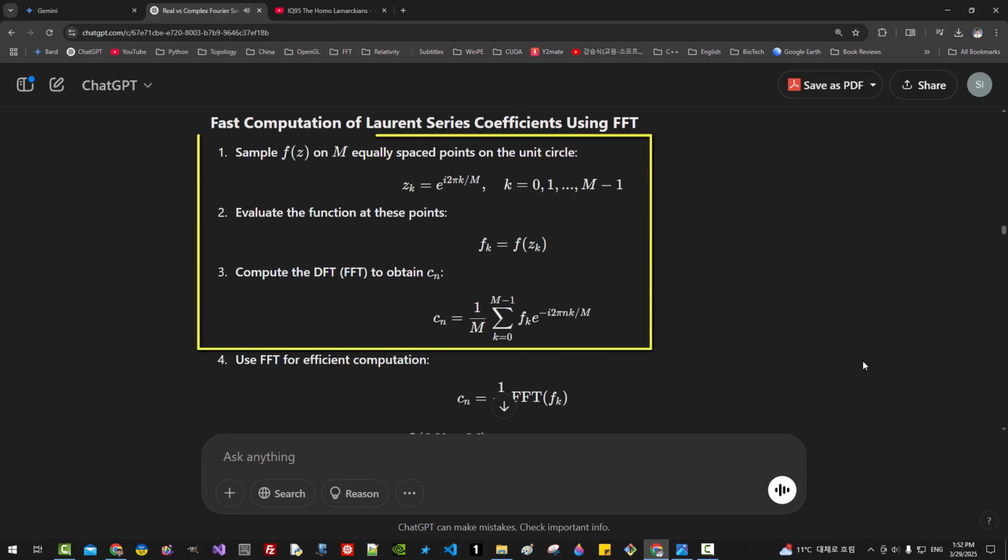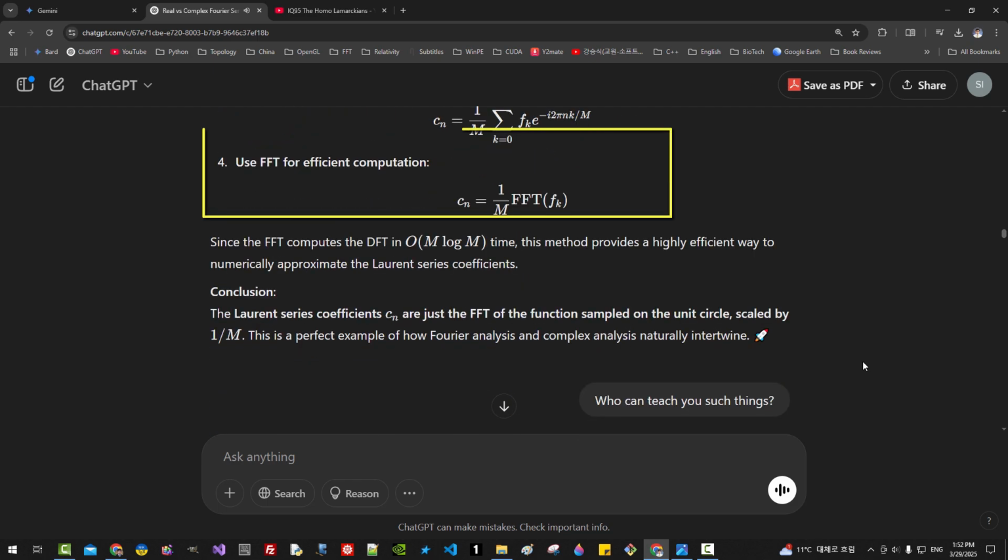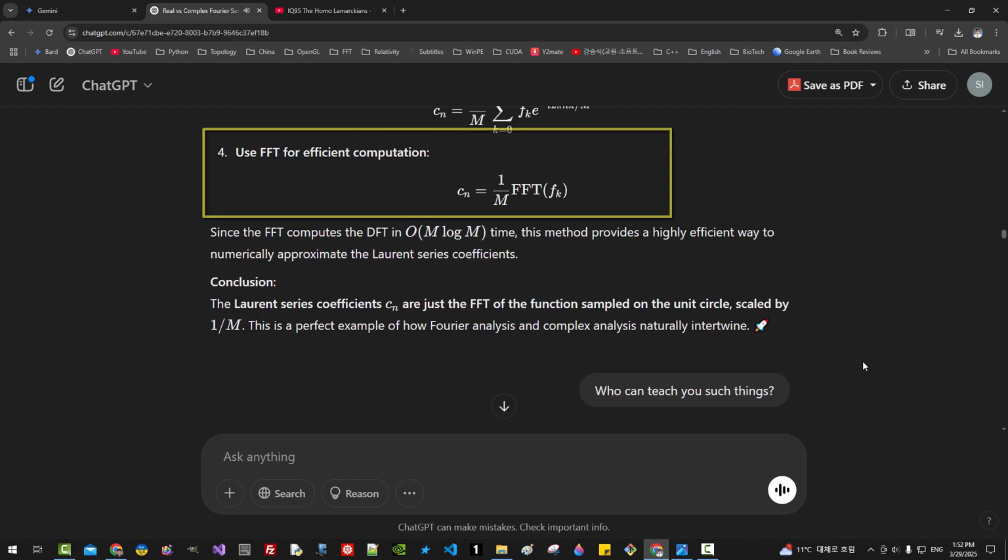Fast computation of Laurent series coefficients using FFT. 1. Sample f(z) on m equally spaced points on the unit circle, zk equals e^(i 2 pi k/m), k equals 0, 1, ..., m minus 1. 2. Evaluate the function at these points: fk equals f(zk). 3. Compute the DFT, FFT, and Cn: Cn equals 1/m sum for k equals 0 to m minus 1 of fk omega m^(nk). 4. Use FFT for efficient computation: Cn equals 1/m FFT of fk.